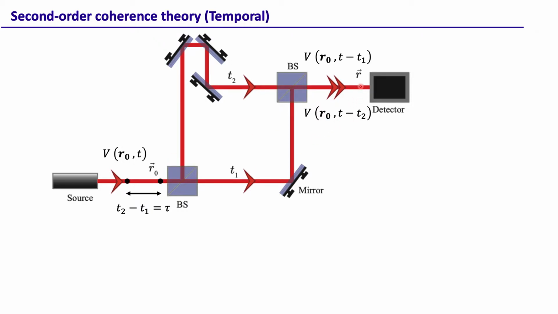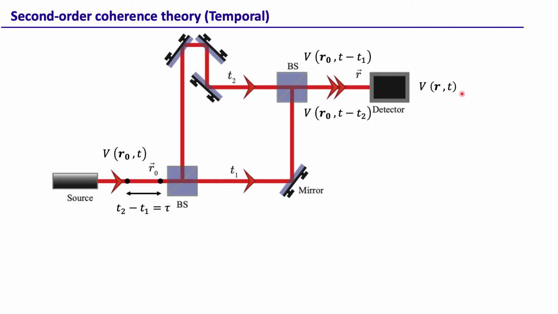Similarly, what we see here now, coming from this side, is actually the field at R naught at time t minus t1. So the field at the detector, R and t, basically has a component coming from each arm, and this contribution is essentially the field that was there at R naught at time t minus t1, and this one is essentially the field at R naught at time t minus t2.